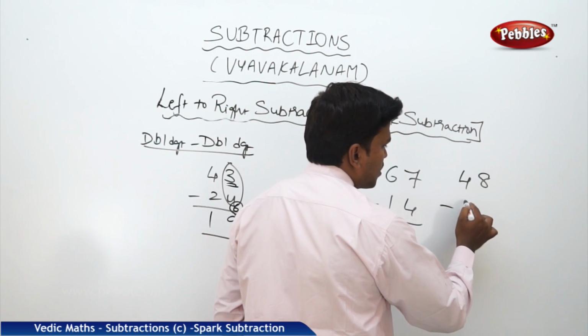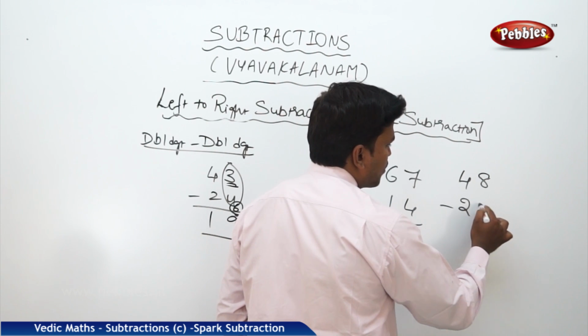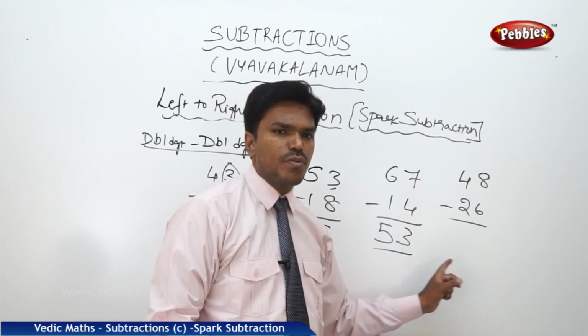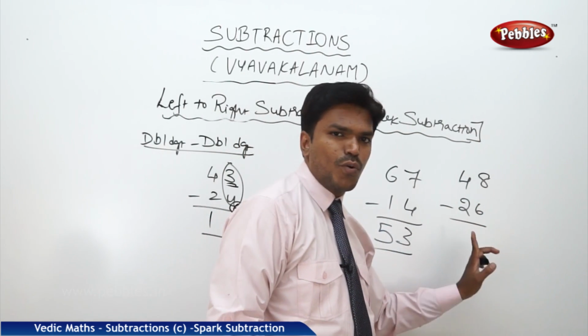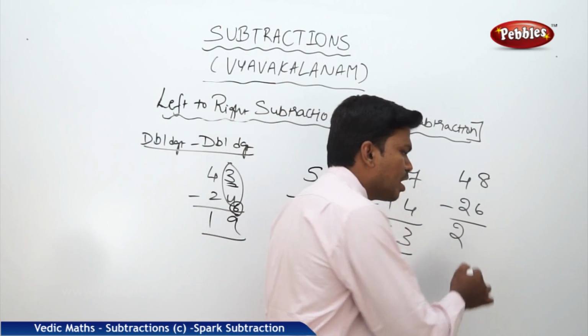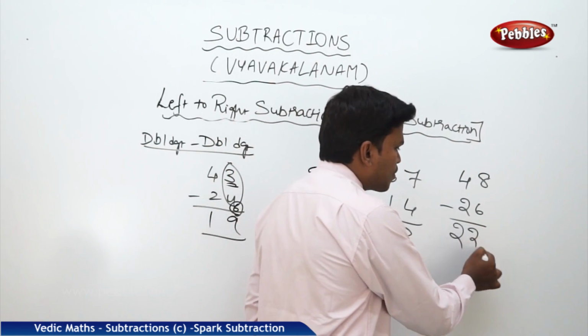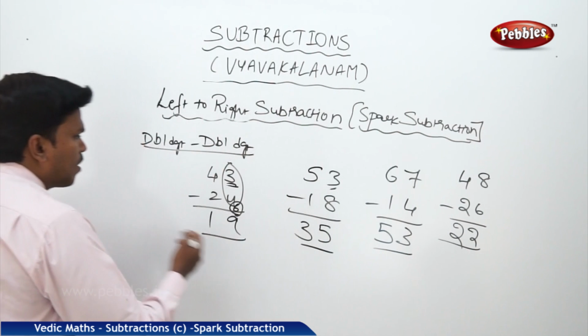48 minus 26. What is 4 minus 2? 2. But 2 only. Why? Because match. Now 8 minus 6, directly subtraction is possible. So 8 minus 6 is 2. The answer is 22. One more example.